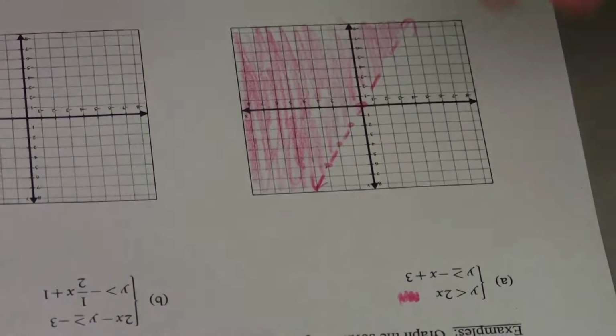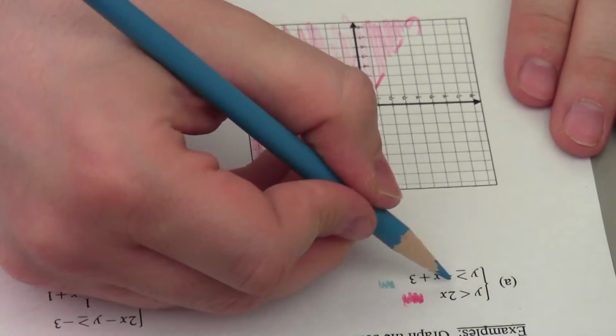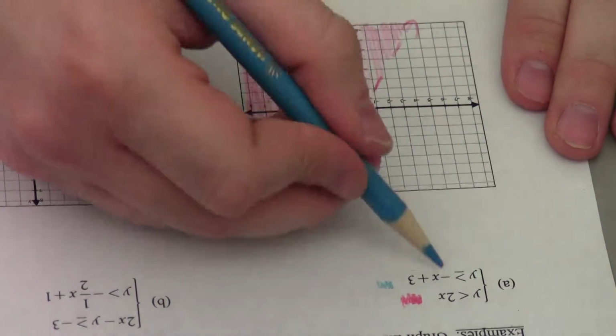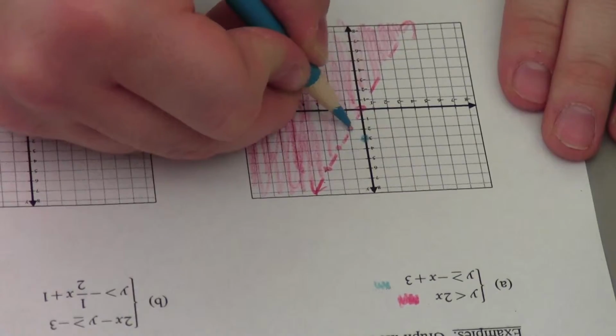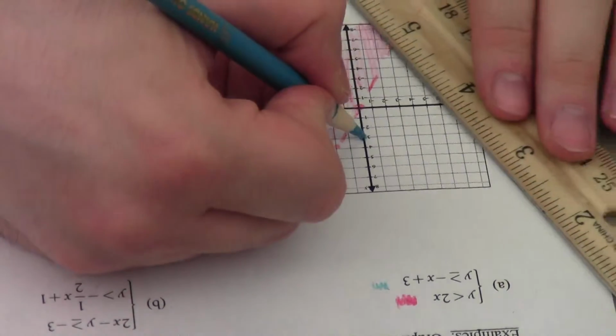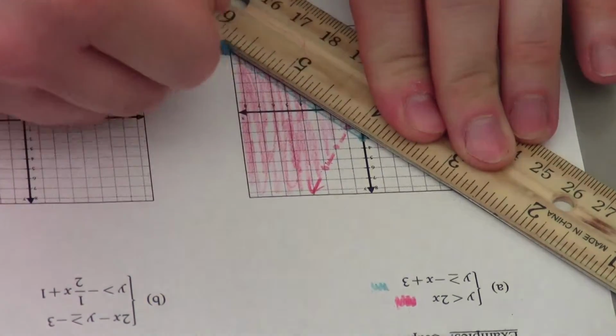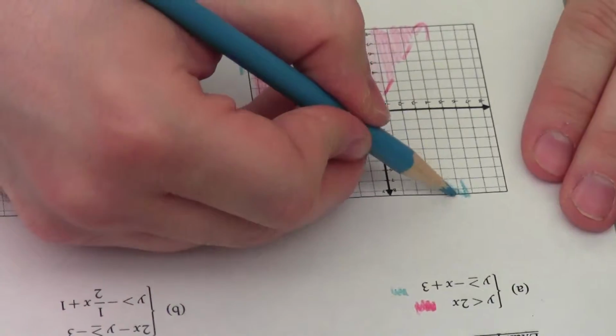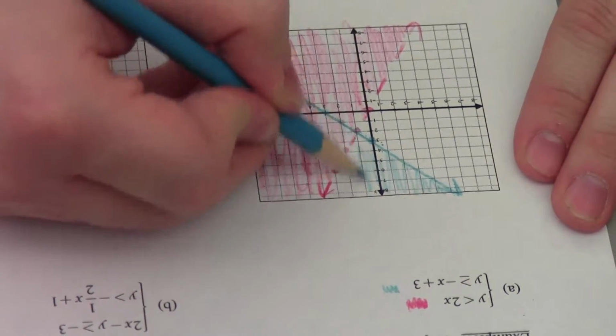Next, I'm going to do the other one in blue. Y is greater than or equal to negative x plus 3. I'm going to start at 3. My slope is negative 1, so down 1 over 1, down 1 over 1, down 1 over 1. I'm going to connect the dots with a solid line. Greater than or equal to, so I'm going to shade above that line.